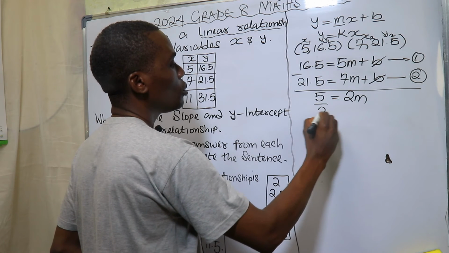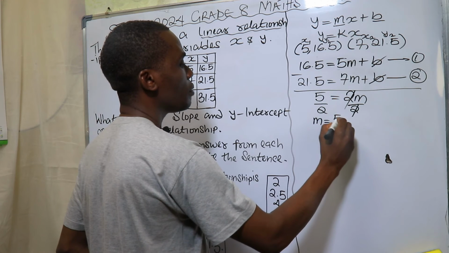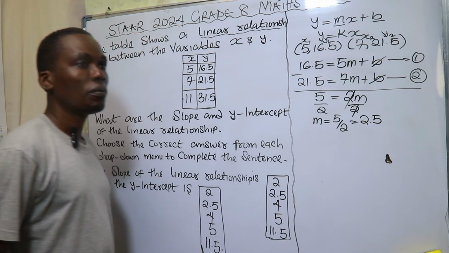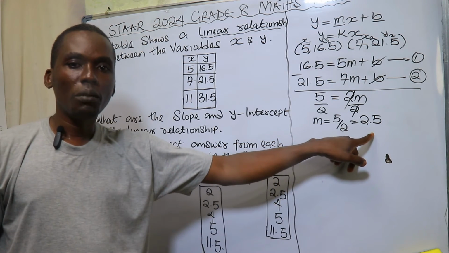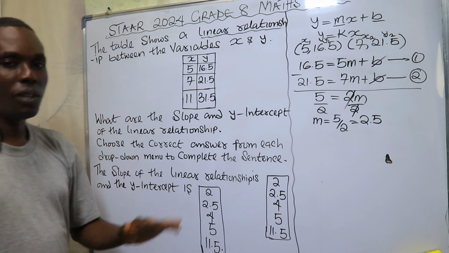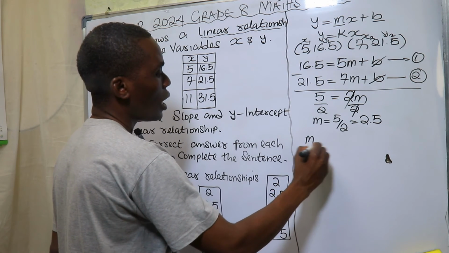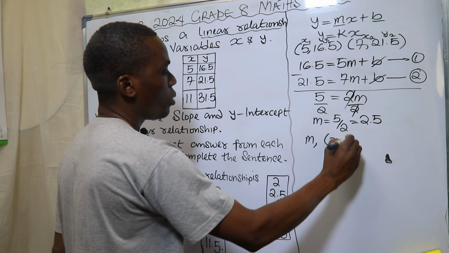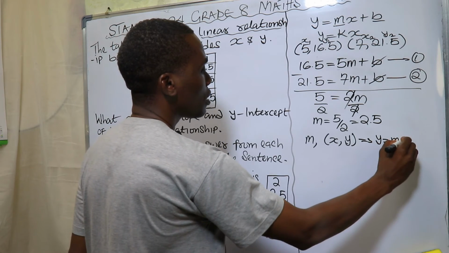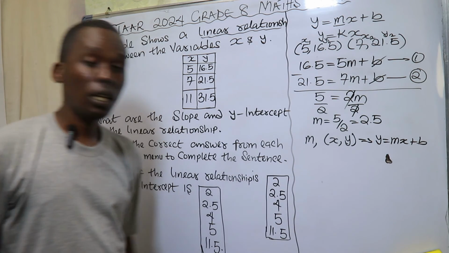So if we divide here by 2 and divide here by 2, 2 will cancel out 2, and our m will be equal to 5 divided by 2, which is equal to 2.5. That is the value of the slope. Now, how do we find the value of b? To find the value of b will be very simple. We have to insert the slope and any coordinate x and y into that expression y equal to mx plus b. That way we can find the intercept.